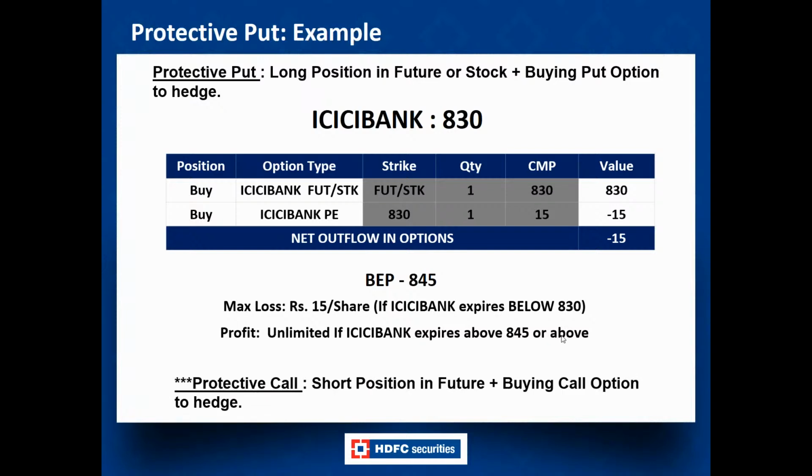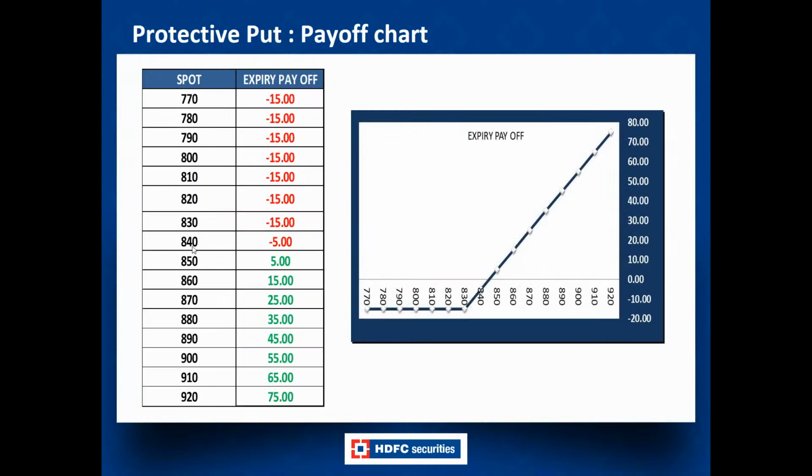So same thing, you can do it for protective call strategy. If you have a short position in futures and want to safeguard your short positions, you can buy a call option to hedge. So yeah, this is the payoff diagram. If ICICI Bank expires on or below 830 levels, your loss is 15 rupees per share, not more than that. But if ICICI Bank starts moving above 845, which is your break-even point, the profit is unlimited. Suppose ICICI Bank expires at 900 rupees, you will make 55 rupees per share as a profit, if you hold on to your position on the expiry day and it goes to 900 rupees.